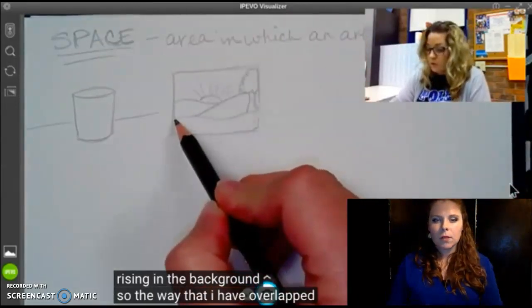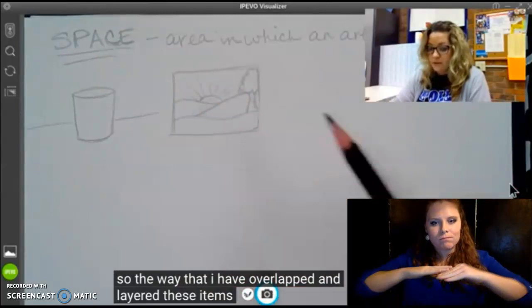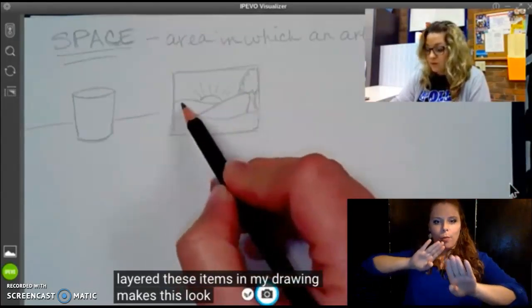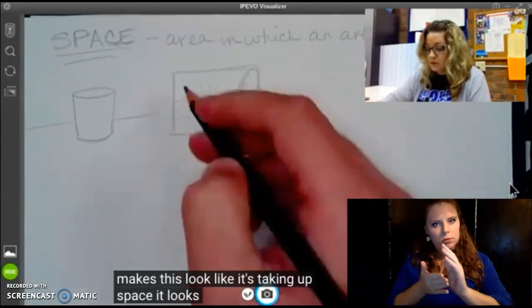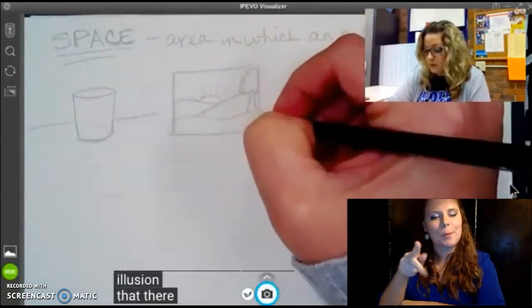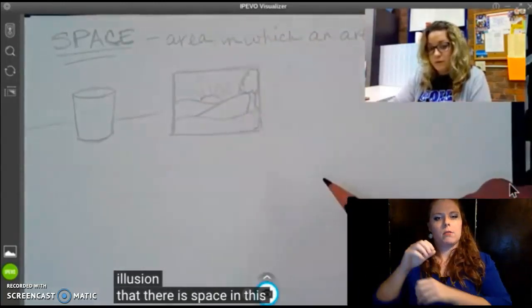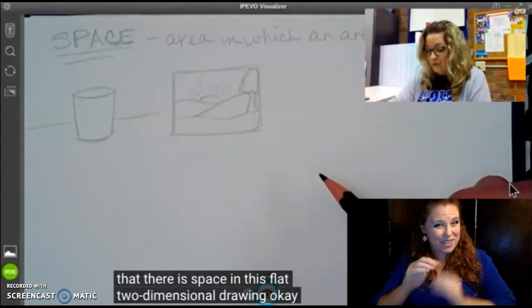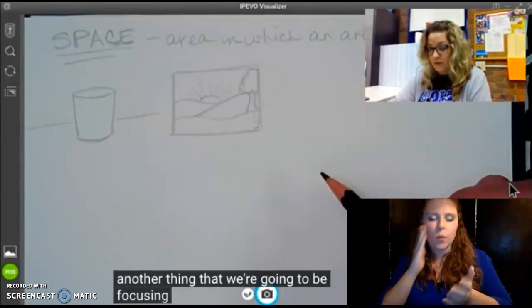So the way that I have overlapped and layered these items in my drawing makes this look like it's taking up space. It gives the illusion that there is space in this flat two-dimensional drawing. Okay, so that's another thing that we're going to be focusing on this week.